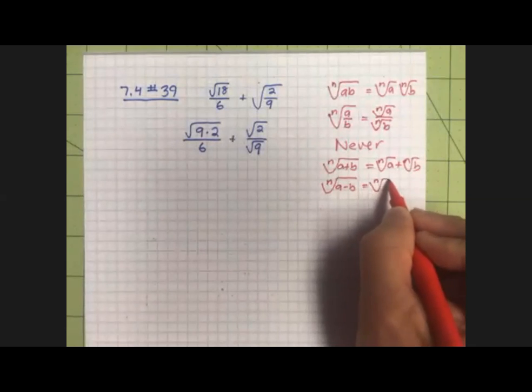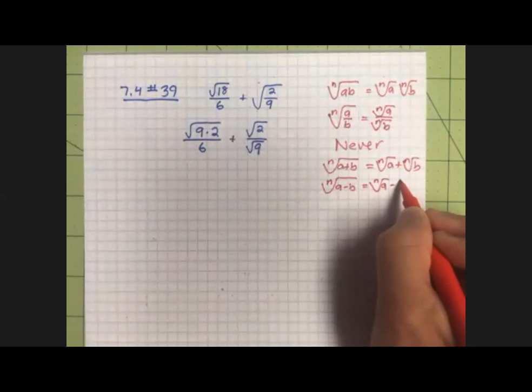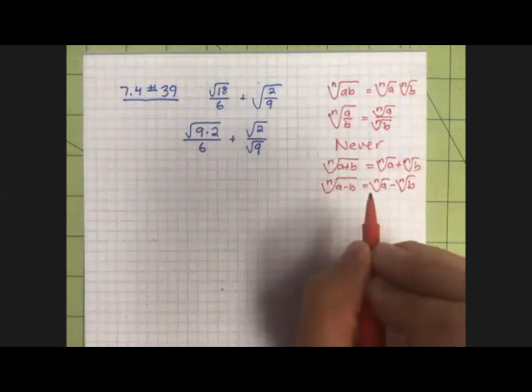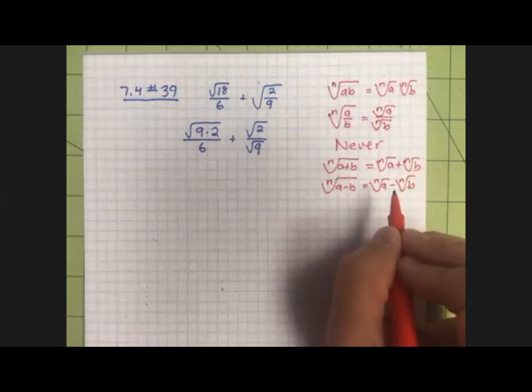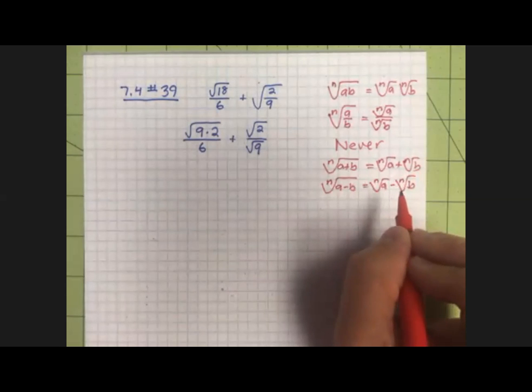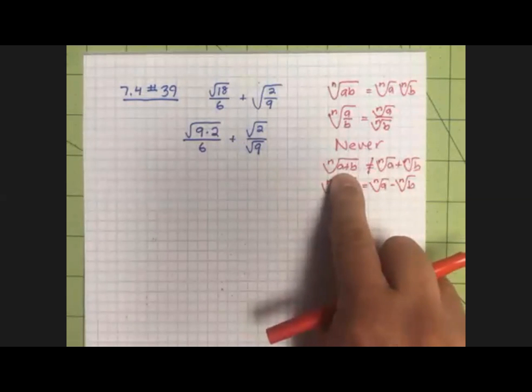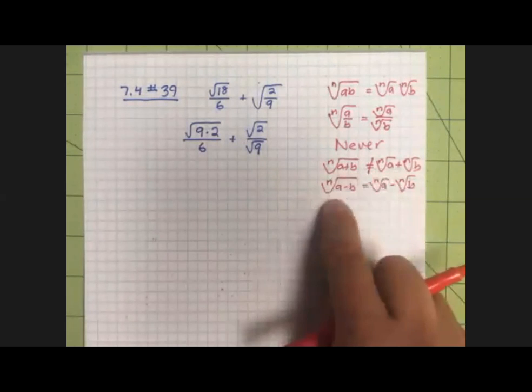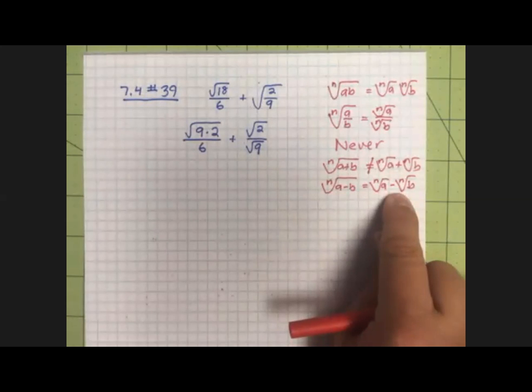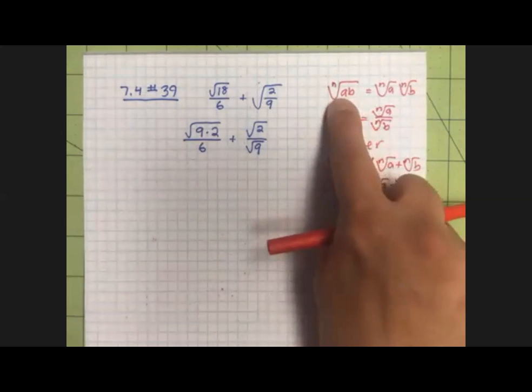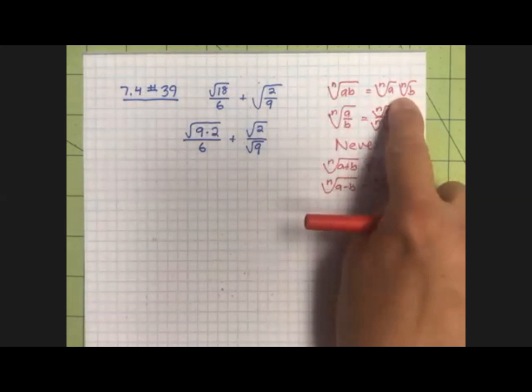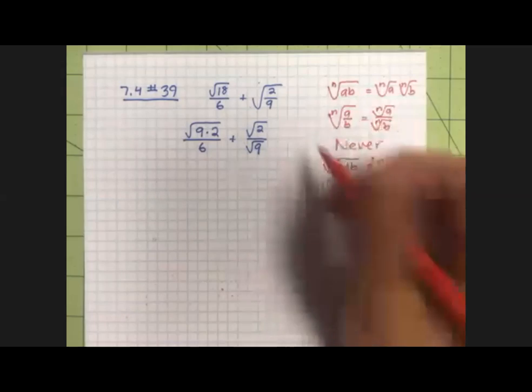Sometimes I'm even nervous about writing something like this down, because all you remember when people write down stuff is what they wrote down, right? You never can split a radical across addition or subtraction. You can always split a radical across multiplication or division. Okay, so remember those rules.